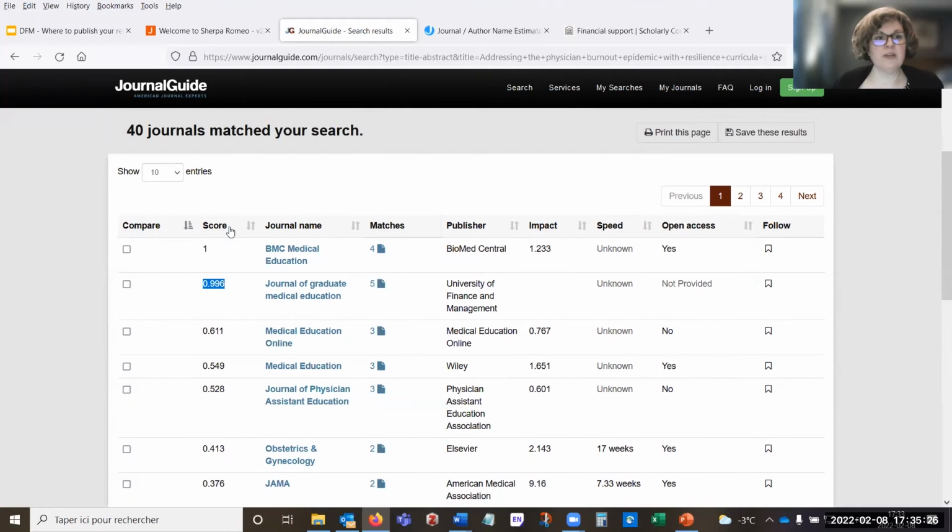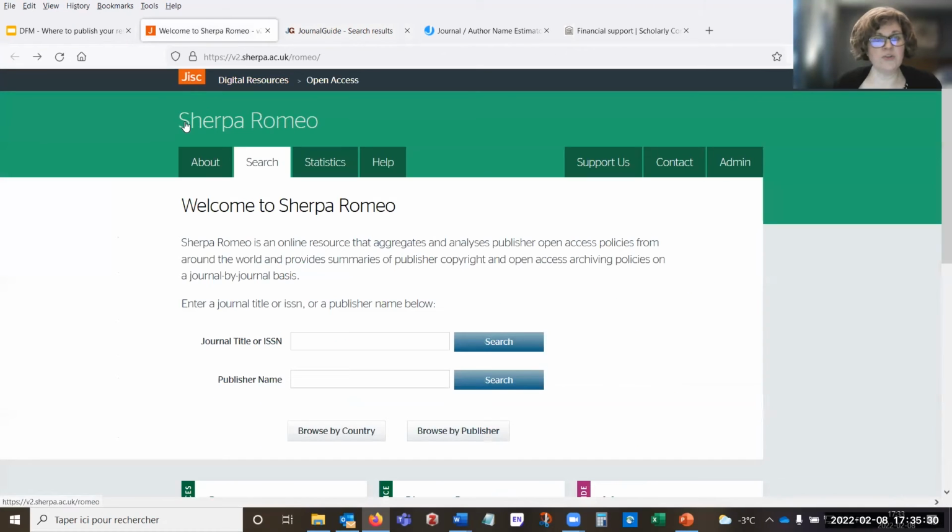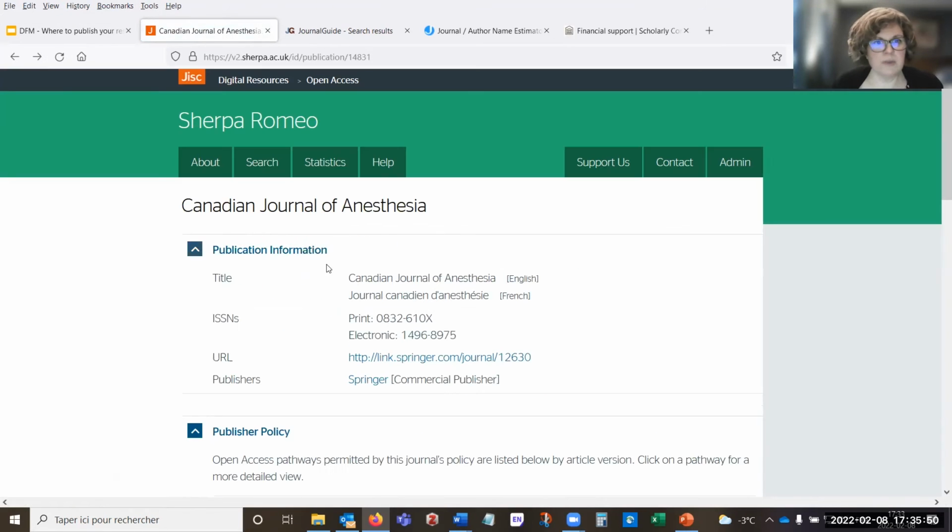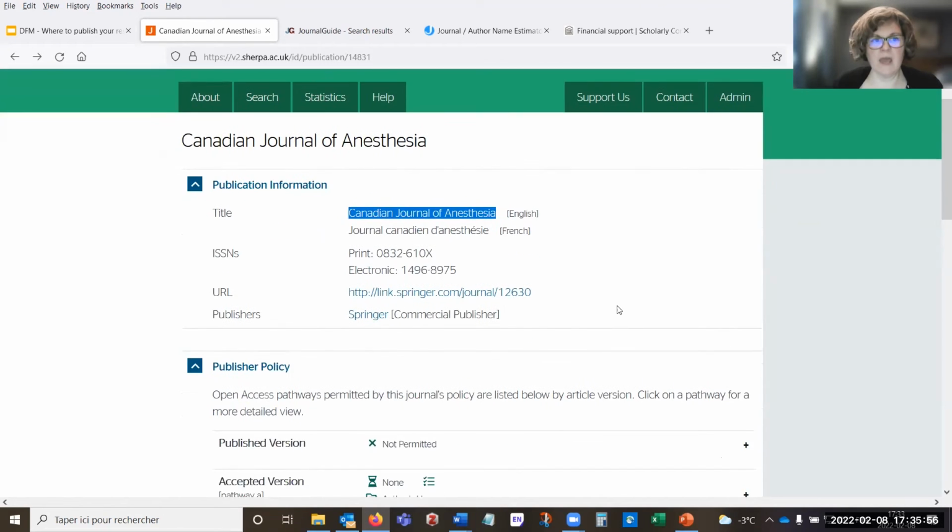So before I go back to my PowerPoint, since I'm here on the web, I want to show you Sherpa Romeo. I did mention Sherpa to you guys. What is this? Again, it's an open website. So if you put in a journal name, after you've done some digging, and you say, you know what, what about this journal? I want to know more about it. I did just one example. I hope it will remember it. So I searched for the journal Canadian Journal of Anesthesia. Okay, let's have a look at this one.